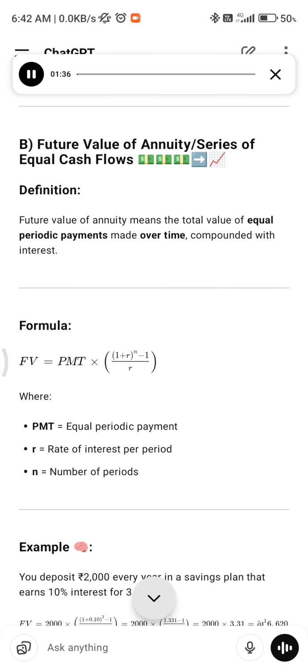B. Future value of annuity: a series of equal cash flows. Definition: future value of an annuity means the total value of equal periodic payments made over time, compounded with interest. FV equals PMT times ((1 + R)^N minus 1) divided by R, where PMT equals the equal periodic payment, R equals the rate of interest per period, and N equals the number of periods.